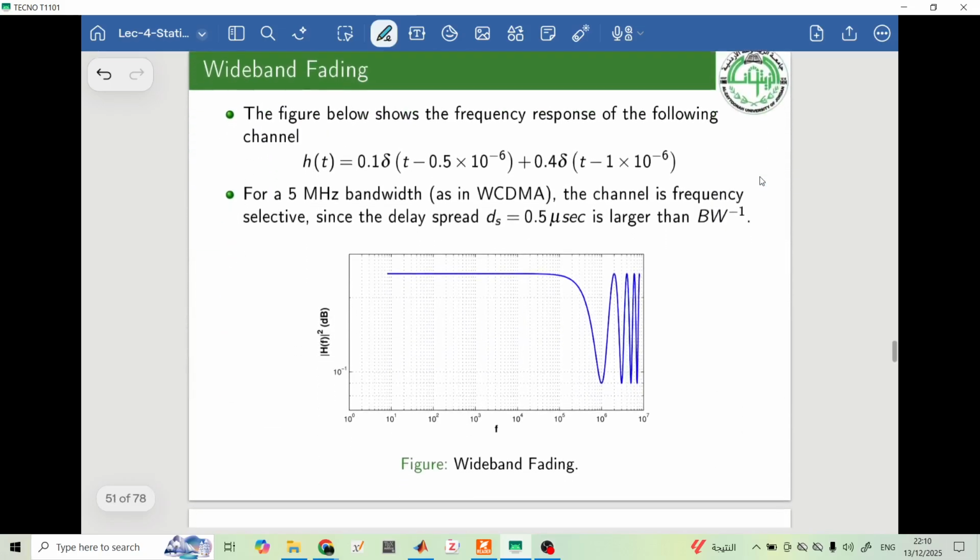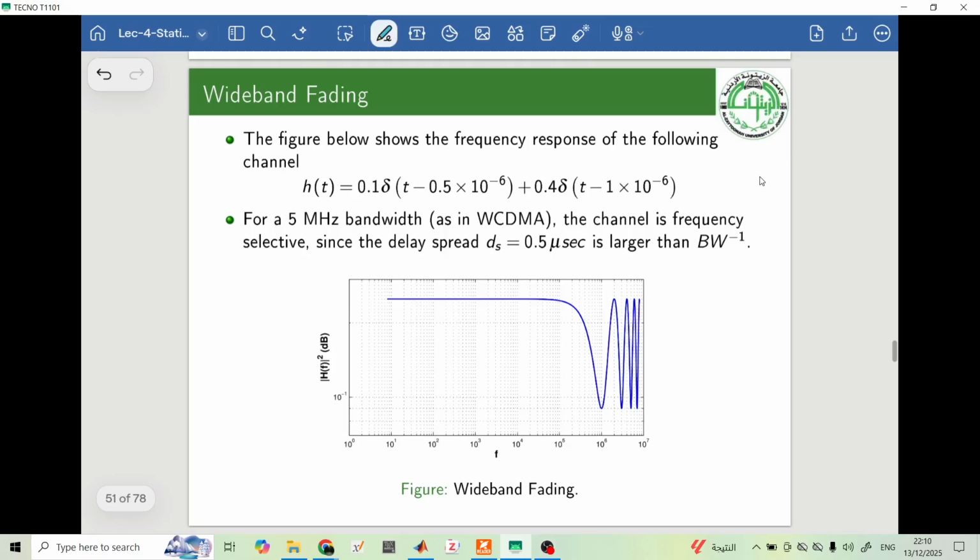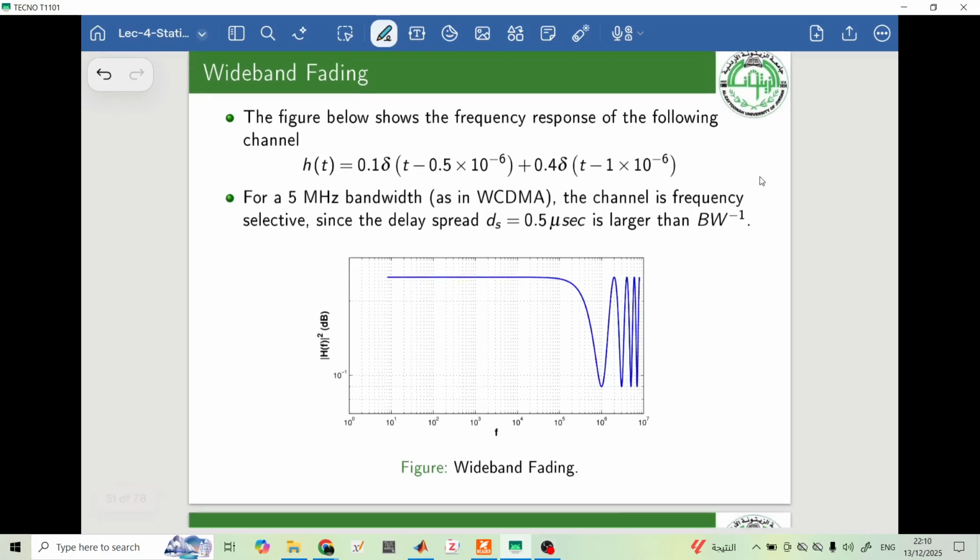Why is it called the notch frequency? Because it will be like notching the frequency response and leading to a dip in it. So this is an example here.